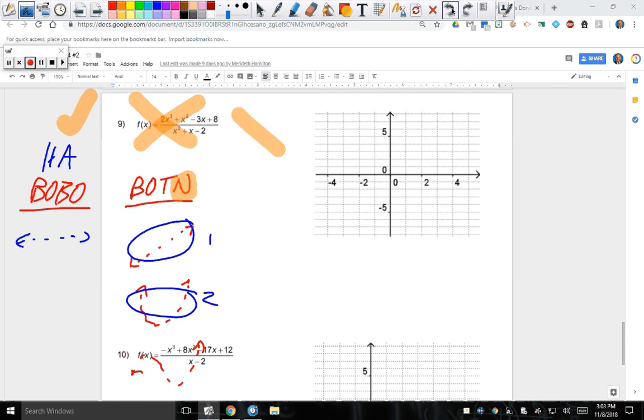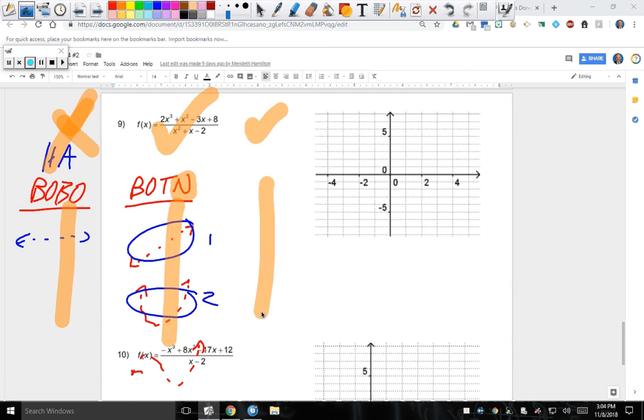If you don't have a horizontal asymptote, it means you will have one or the other of those. Okay? So from this list of behaviors, you're only going to have one of them. Either y equals 0, or these, or your ratio.